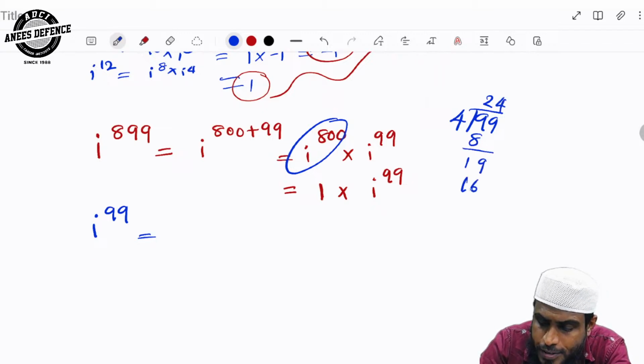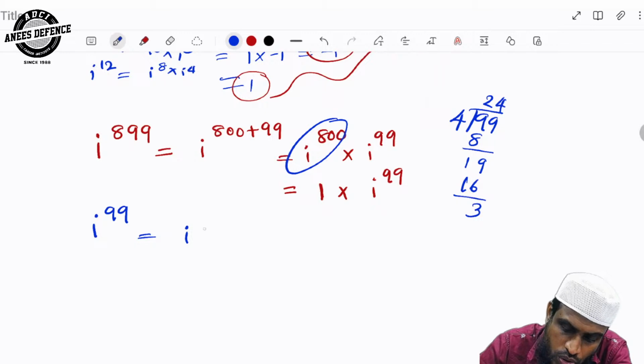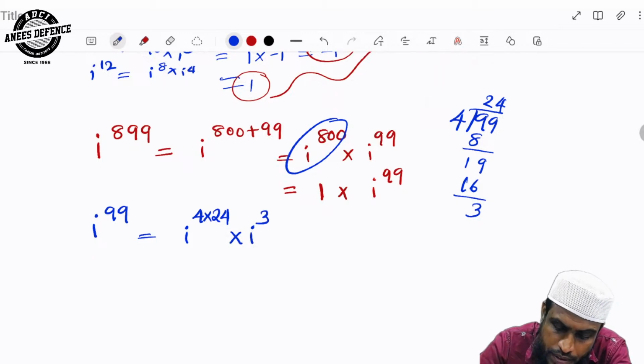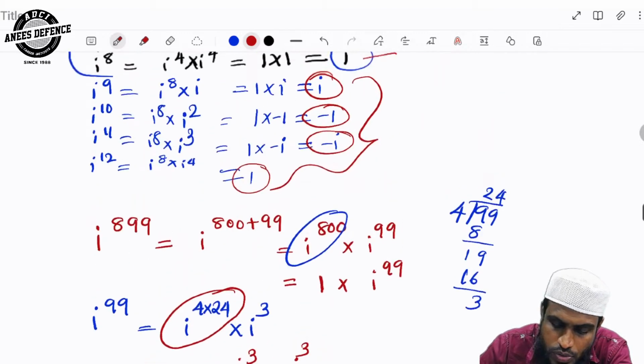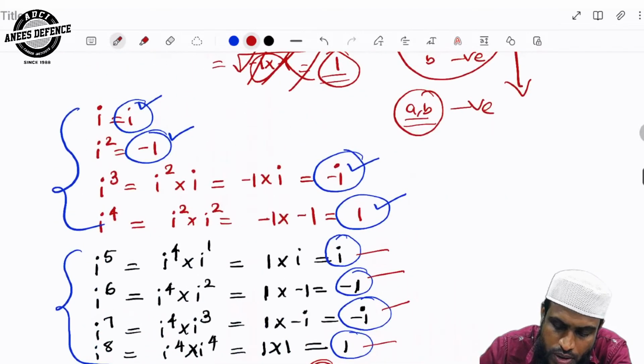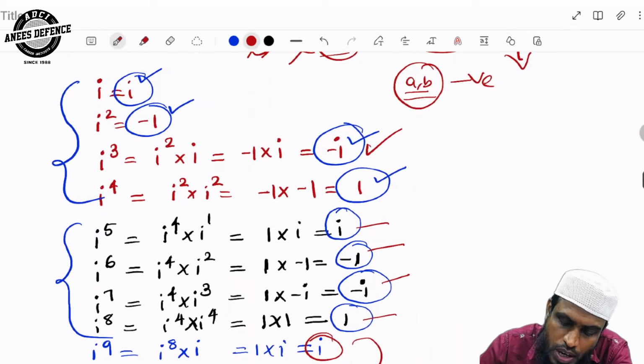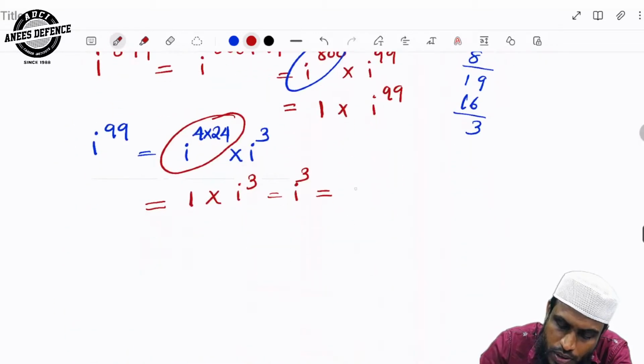4 into 4, 16. So 9 minus 6, 3. So remainder 3. So this can be written as 4 into 24 into i raised to 3. Again, you can see here, this is a multiple of 4. So that can be written as 1. So i raised to 3, the value of i raised to 3 is minus iota. So here you can put minus iota.